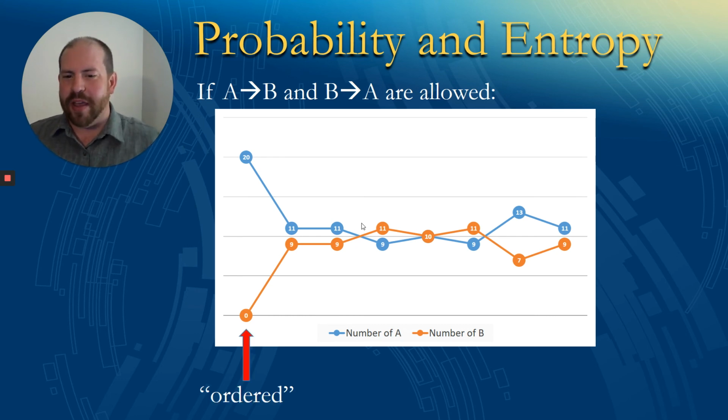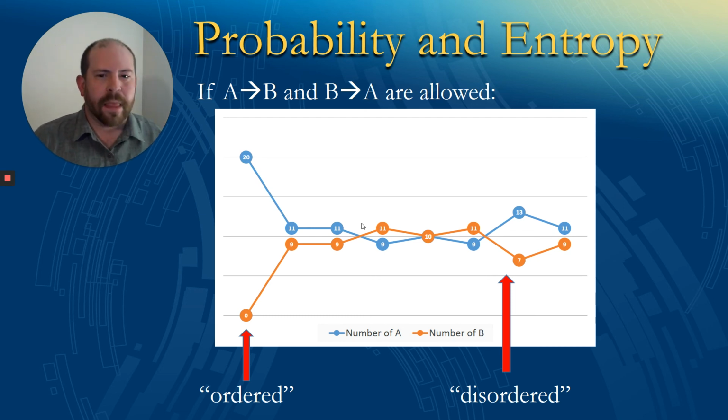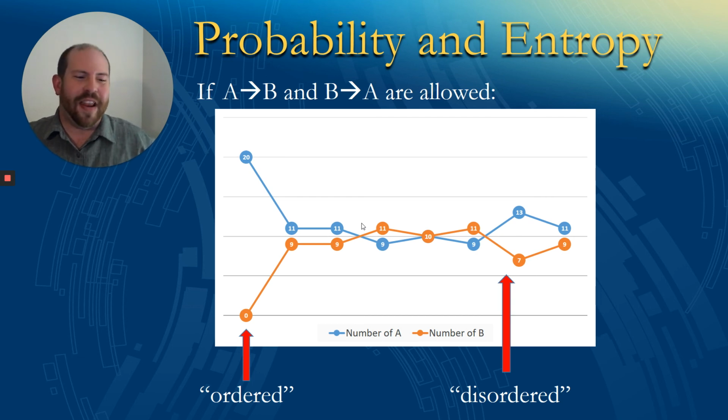We start out with an ordered situation. Everything's A, nothing's B, nice and neat and organized. And after just a couple of rolls, we've gotten to our disordered state, our mixed up jumble of A's and B's. And we're not ever going to go back from that. So by allowing for the reverse process, we've created a simulation that now fits with the second law of thermodynamics, where disorder is going to increase as we go along.